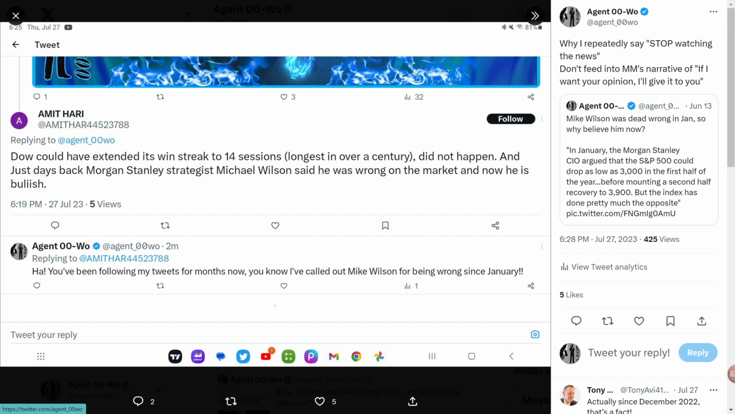So before we get into a little bit more content, I've been saying since January, right here in January, Morgan Stanley CIO has argued the bear market is not over. The bull market has not begun. It could drop as low as 3,000. He's been saying that since January, and I've been calling him out since January. Now what happened, guys? Morgan Stanley strategist Michael Wilson said he was wrong, and now he is bullish.